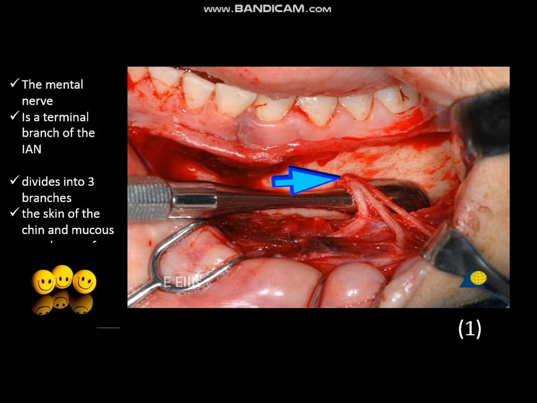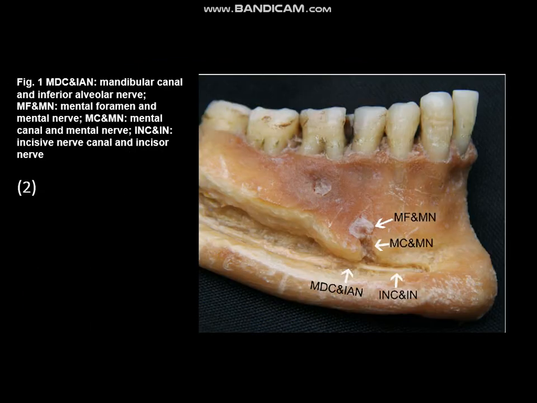the lower lip. You have to know the anatomy of the mental nerve in order to know the area which it supplies. As you can see in this picture, this is the mandibular canal and this is the inferior alveolar nerve. The continuation of the mandibular canal anteriorly is the incisive canal which contains the incisive nerve. Also you can see this is the mental foramen and this is the mental nerve.